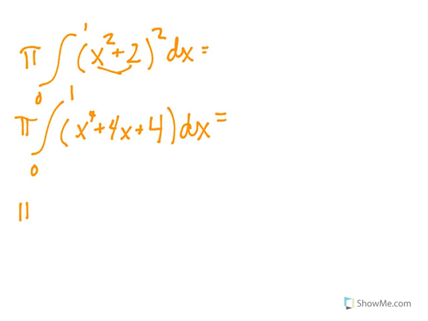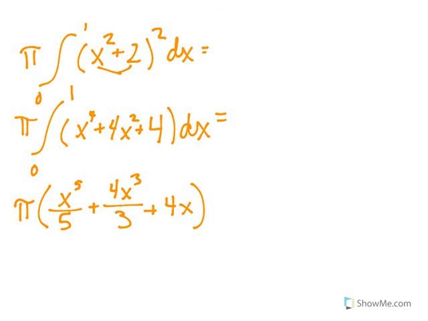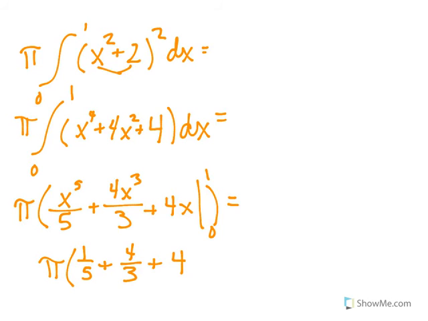And now I'm going to integrate. So it's pi, let's integrate. It's going to be x to the 5th over 5 plus 4x to the 3rd over 3 plus 4x. Don't close the parentheses. From 0 to 1. I know I can forget about the 0, it's going to give me 0, so it's pi times 1/5 plus 4/3 plus 4. Close parentheses. So I've got a little bit easier of a time here.